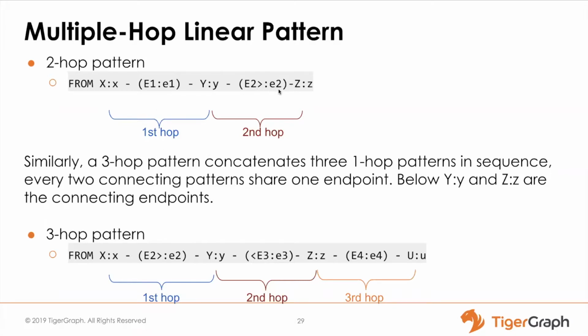With this pattern, we can extend this to multi-hop. So here is a 3-hop pattern. I start from X, go through E2, reach Y, and then I go through E3, leftward, reach Z, and then from Z, go through E4 and reach U. This is a 3-hop pattern. So you can use this pattern match in GCQ with any hop you want.